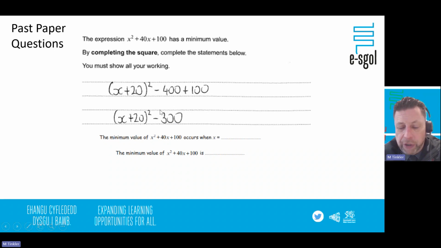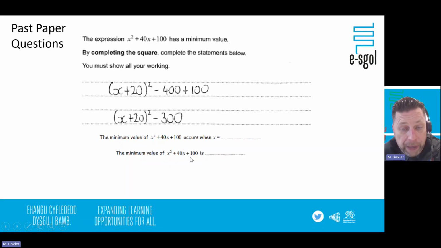Now, if you watch my early videos, I often make a mistake on these. I often do the wrong thing the wrong way around, so I'm going to read this properly. The minimum value occurs when x equals. I always think the 300 is the first thing I look for, but I've got to read the question again.